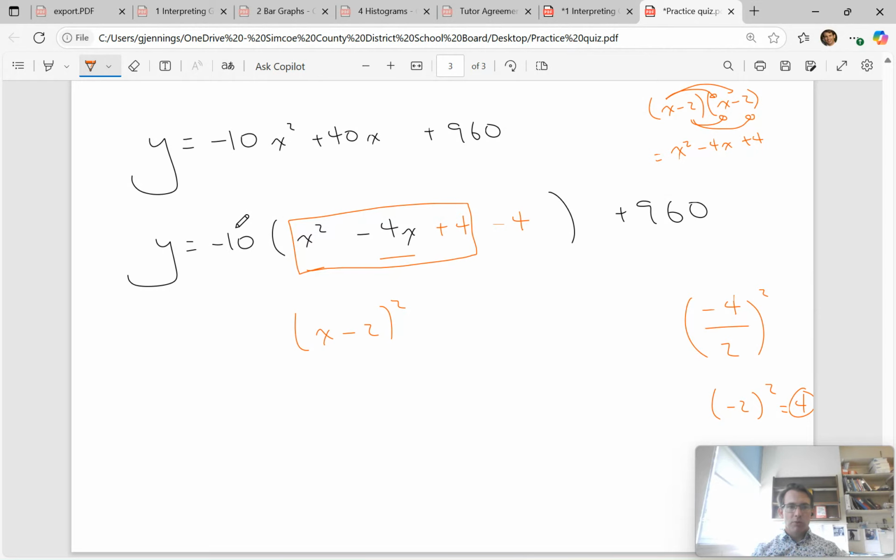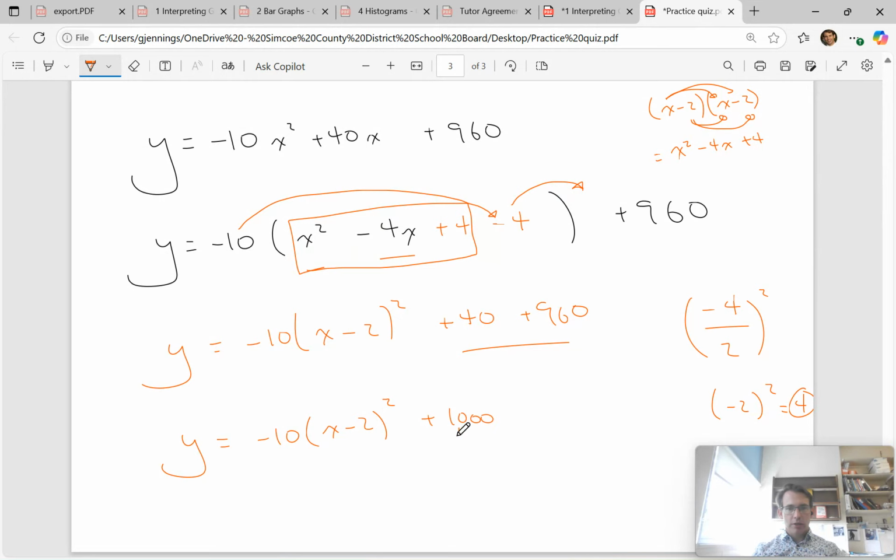Then we're just going to take this minus 10, multiply this minus 4 by minus 10, so we can bring it outside the brackets. So that's going to be plus 40. Minus 4 times minus 10 is plus 40. We still have this minus 10 here. This is equal to y, and we have plus 960. Then we add these together. Just to finish simplifying, y is equal to minus 10(x minus 2) squared plus 1000. There's your equation in vertex form.